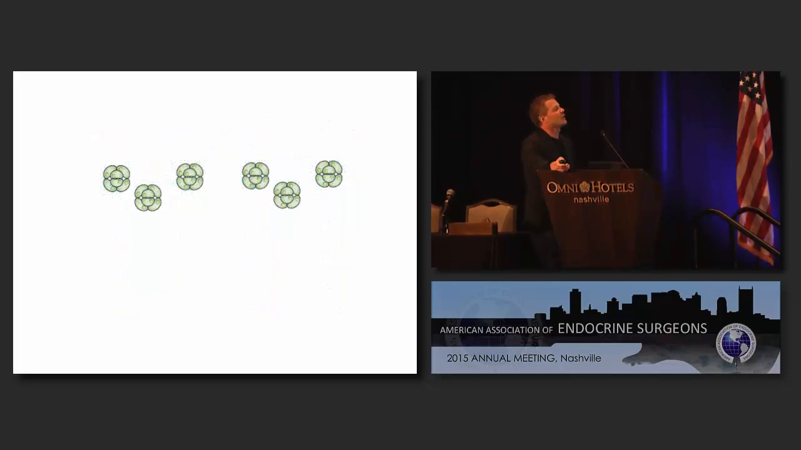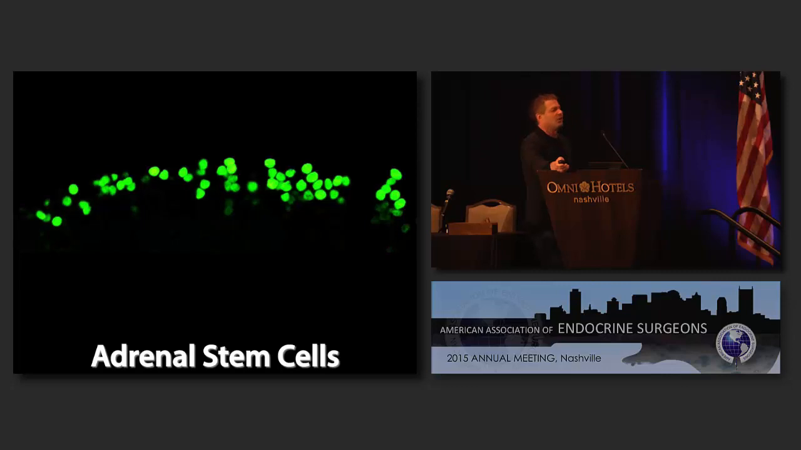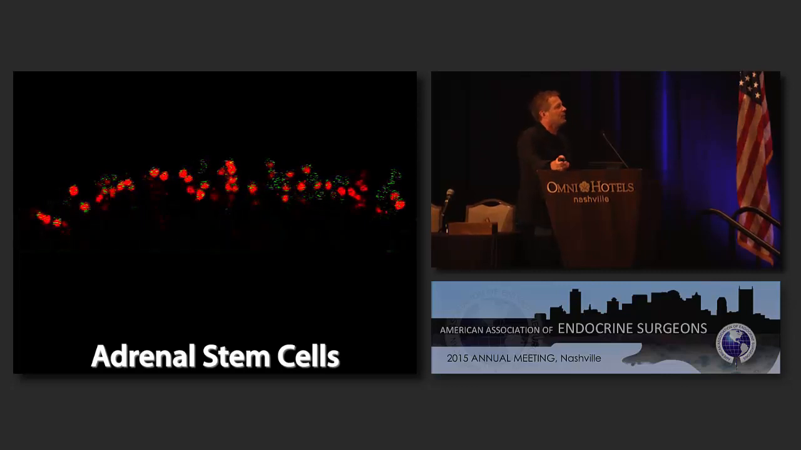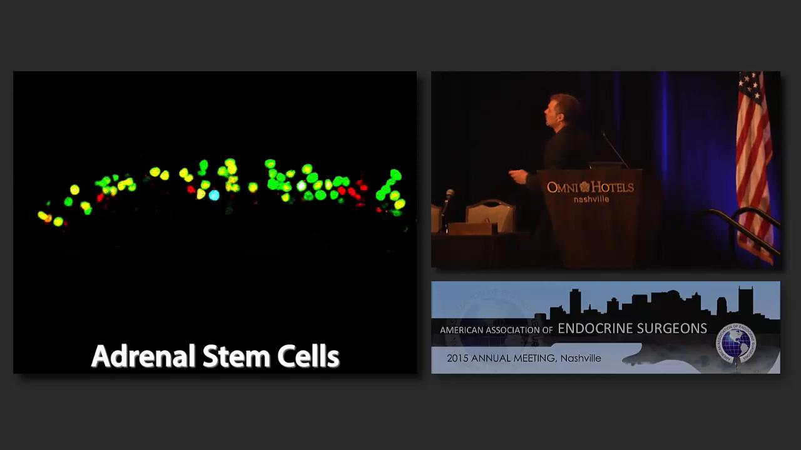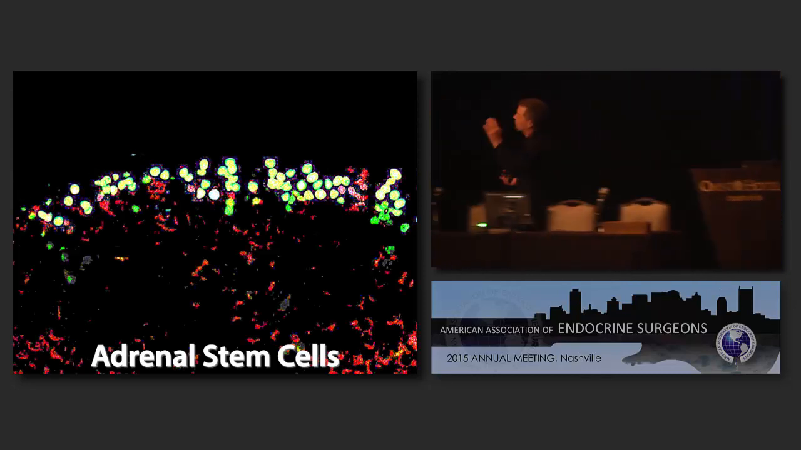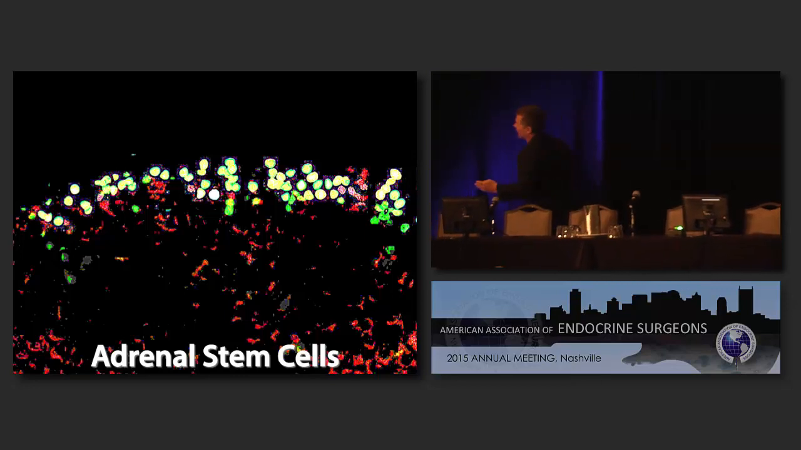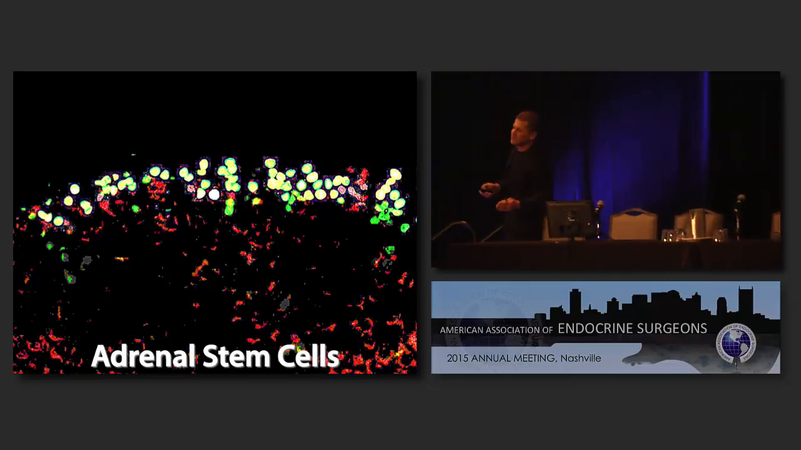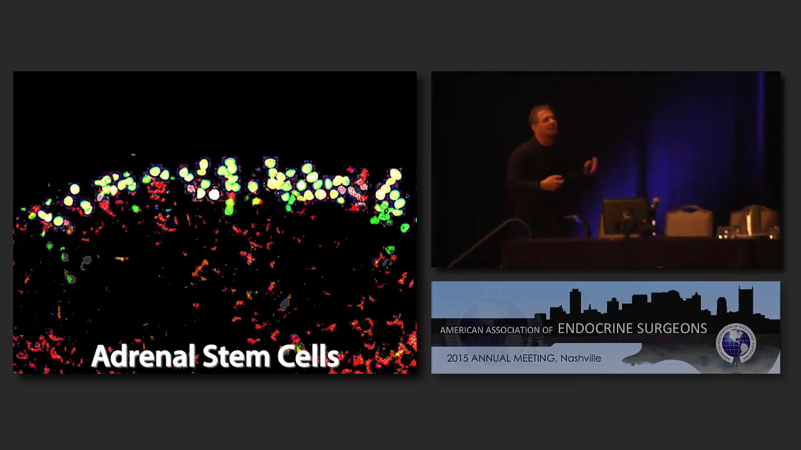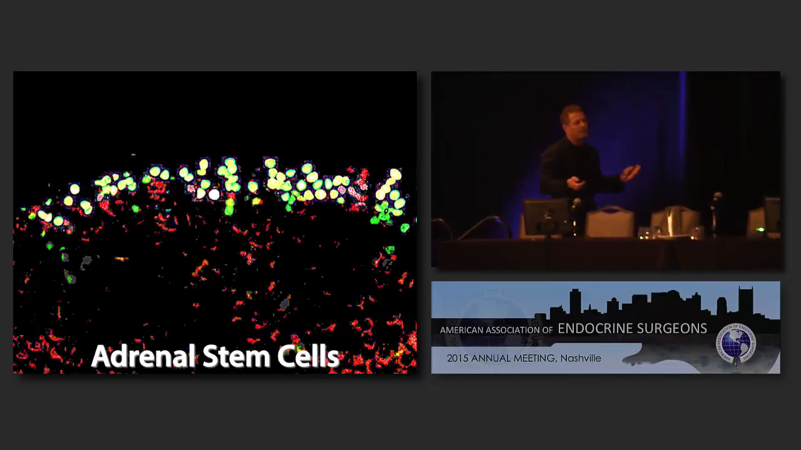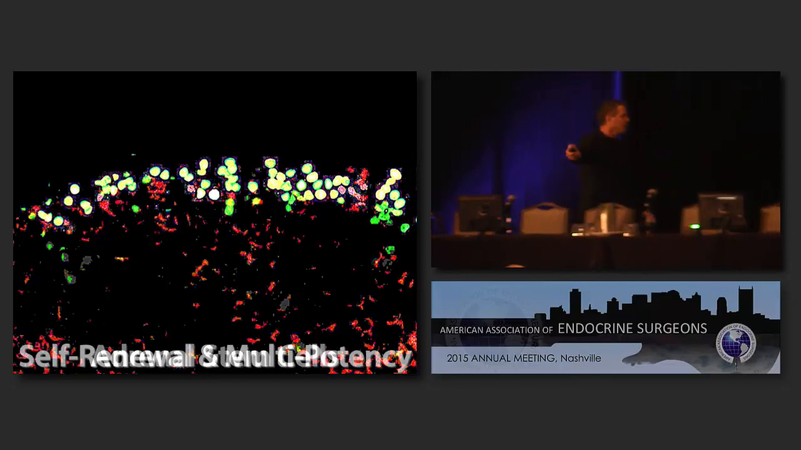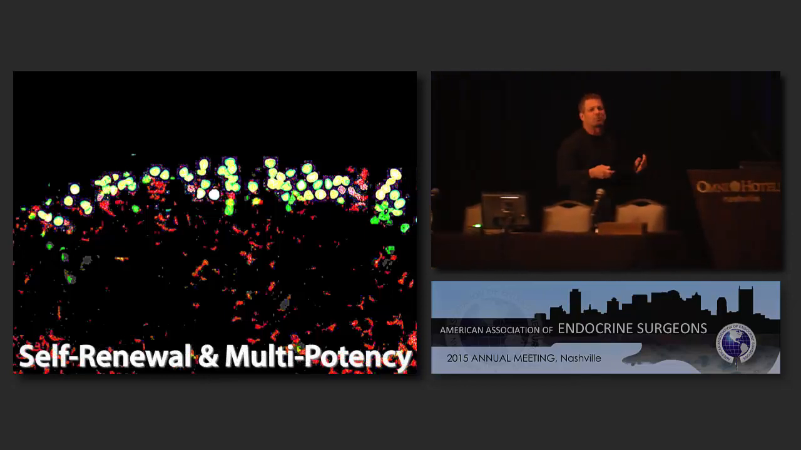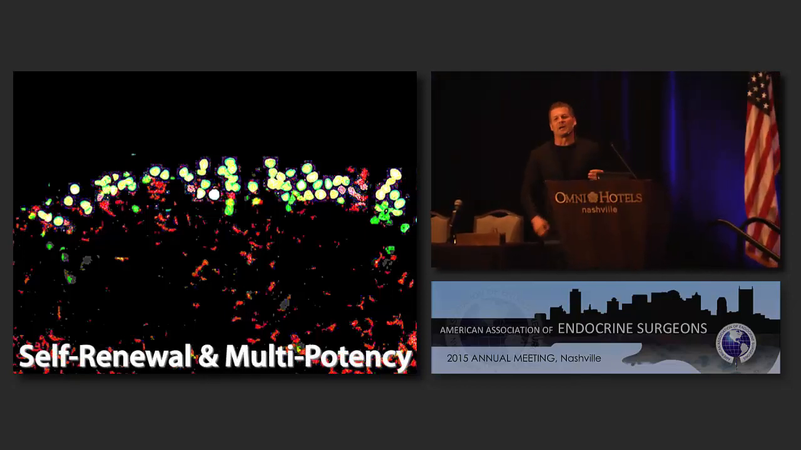Here's what these cells look like in a mouse. These are the cells labeled in a mouse, red, green. The proliferating cells are in blue. It's these blue cells then that give rise to all the cells of the cortex throughout life. The job of a stem and progenitor cell is to replenish cells of an organ, of the cortex, as they die throughout life. And a stem cell is endowed with two critical properties, self-renewal and multipotency.